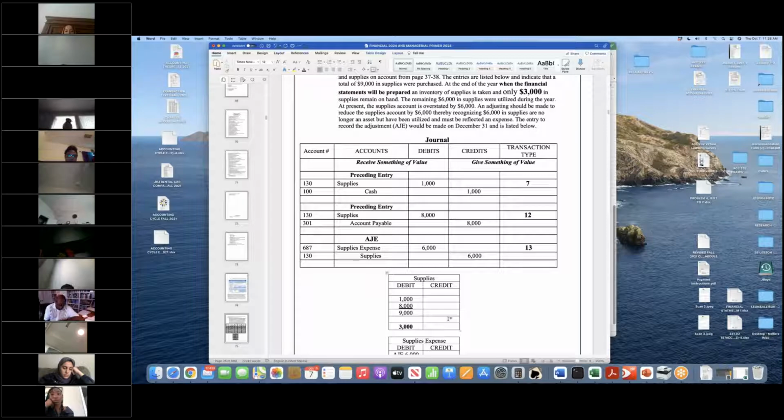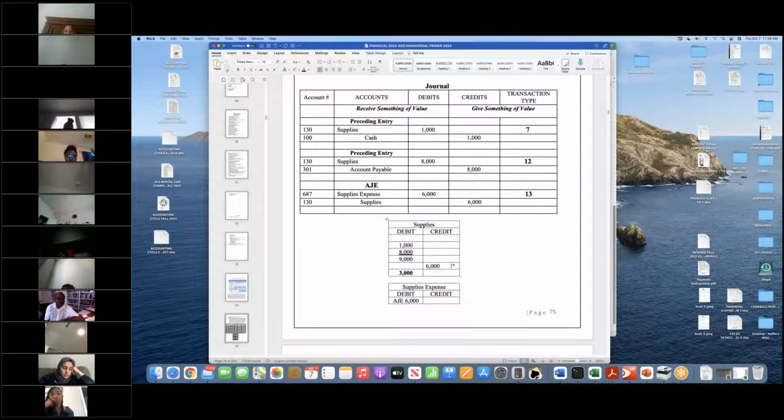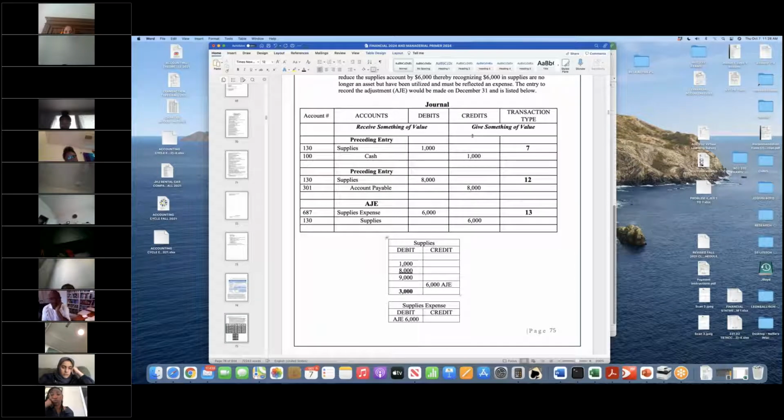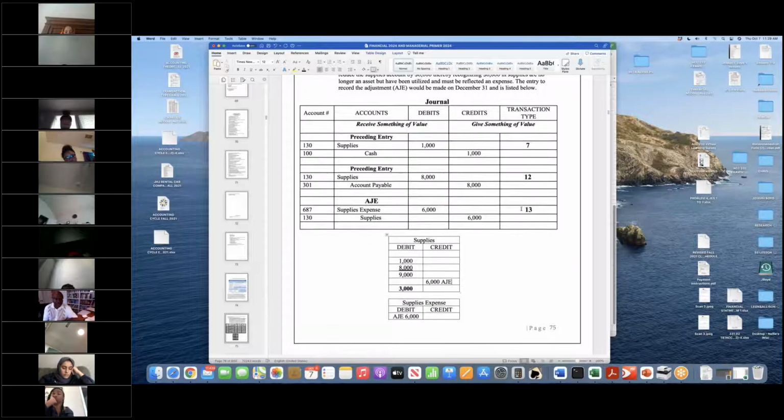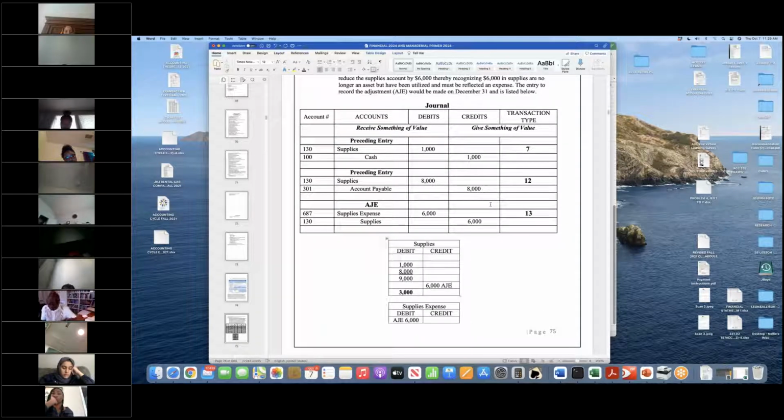So we're going to credit supplies now for 6,000, and we're going to debit supplies expense for 6,000. So yes, it is an adjusting entry, but at the end of the day, it's a journal entry with a debit and a credit that are equal that you have to post. But I did not tell you the amount. You have to calculate it. So does everyone now see why we need adjusting entries? Everybody have a sense of why we need adjusting entries?